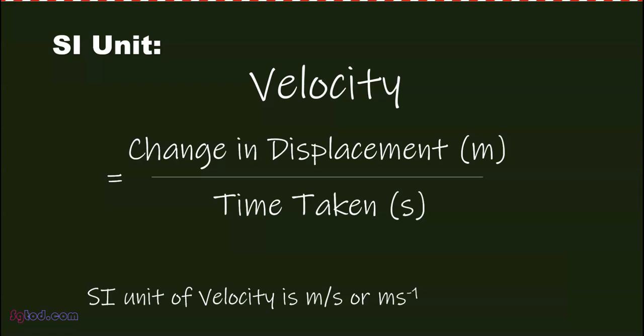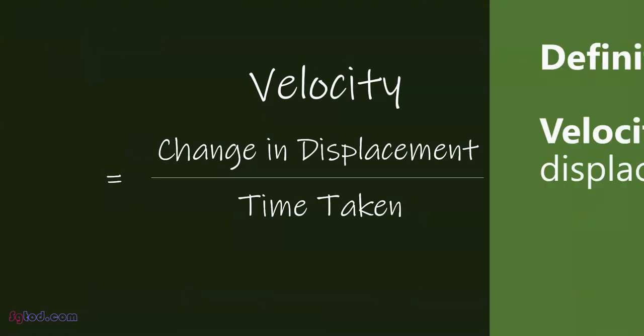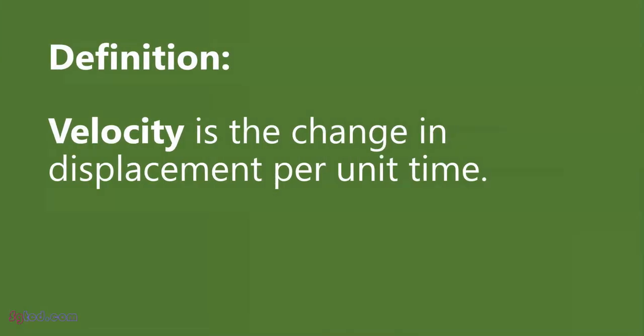Since the SI unit of displacement is meters and the SI unit of time is seconds, the SI unit of velocity is therefore meters per second, which is the same as the SI unit for speed. Hence, by definition, velocity is the change in displacement per unit time.